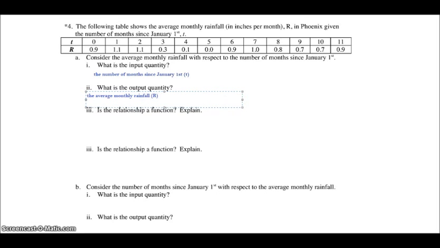Okay, is the relationship a function? Explain. Let's take a look at the input values. We just need to think, for each input, is there exactly one output? So 0, 0.9; 1, 1.1; 2, 1.1; 3, 4, 5, 6, 7, 8, 9, 10, 11. This does define a function. If we had, say, the same input with two different outputs, then it would not define a function.